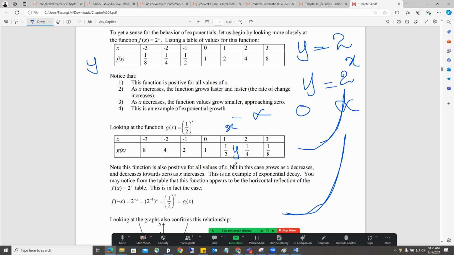Now, on that same graph, can you draw g of x equals half to the power of x? On the same Cartesian plane, just draw this graph as well. Half to the power of x. First you need to draw the data table.